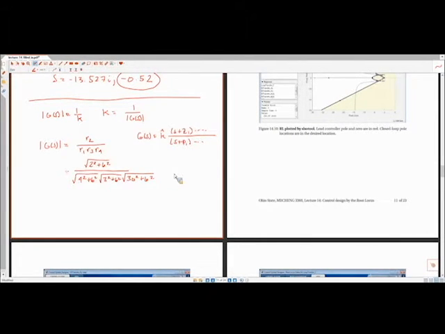So throw this in the calculator, you're going to get 0.0043, and then if I say that k is the inverse of that, k equals 234. Any questions about that last part of the design process here?